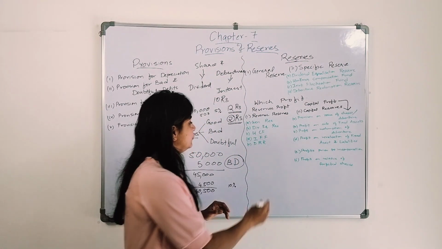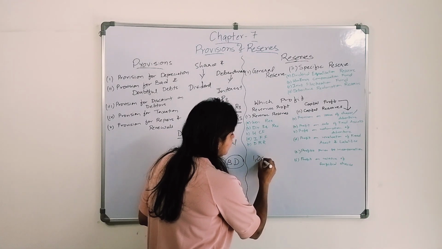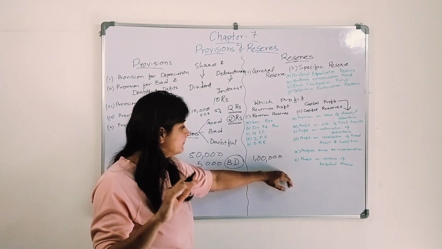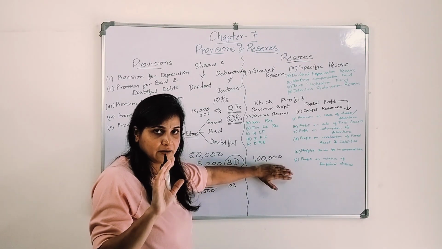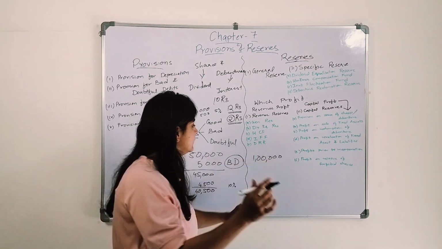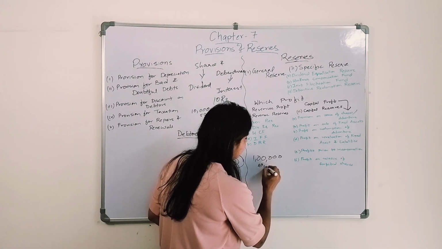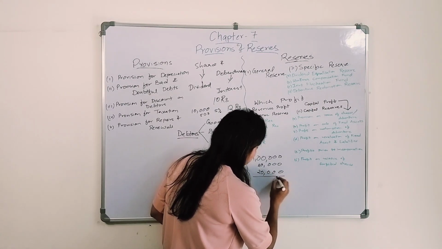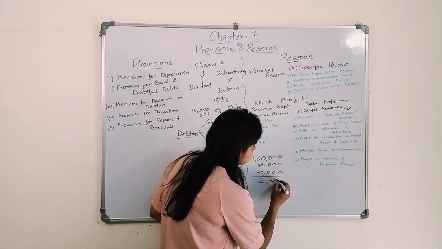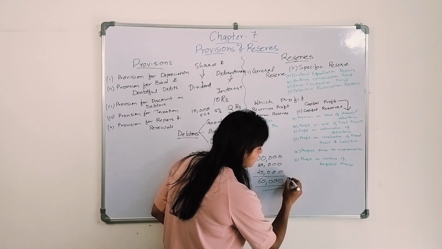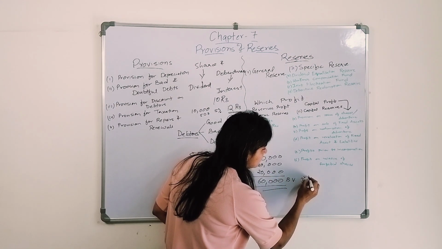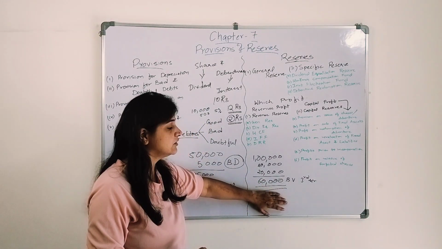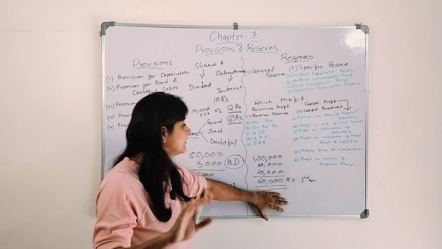Now, let me explain. Let's say you purchased machinery worth rupees 1 lakh. You provided depreciation for 2 years. Let's say first year 20,000, next year again 20,000. So your book value is 60,000 at the end of the third year. This is the book value at the end of the third year, 60,000, right?